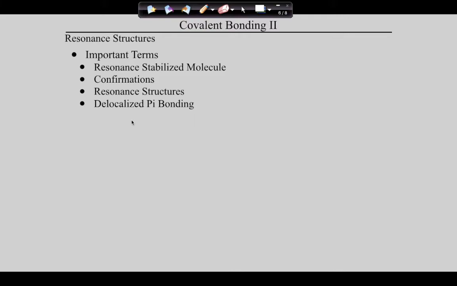So those are the do's. Here are the don'ts. Never, ever, ever talk about 1.5 bonds. If an AP grader sees 1.5 bond, they're just going to keep reading your next answer and just give up on you. Do not call these things 1.5 bonds. Also, do not talk about resonance bonding. That is not a thing.